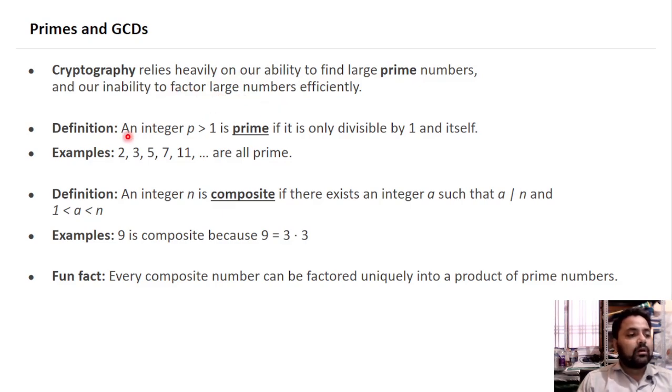efficiently. The definition: an integer p greater than 1 is prime if it is only divisible by 1 and itself. For example, 2, 3, 5, 7, 11 are all primes. And by definition, an integer n is composite if there exists an integer a such that a divides n and a is greater than 1 and less than n.